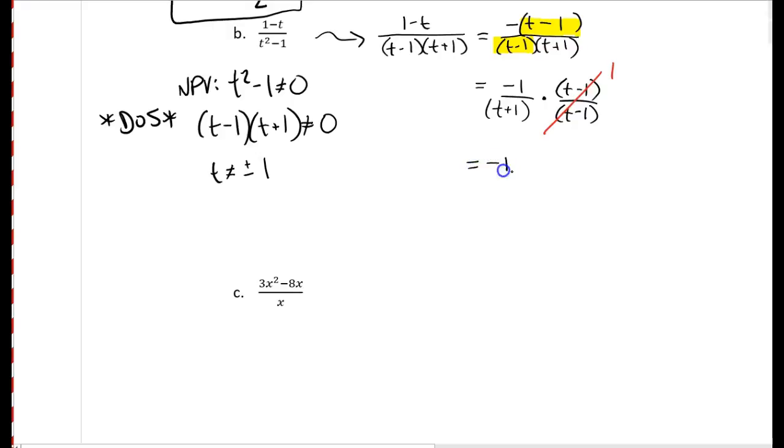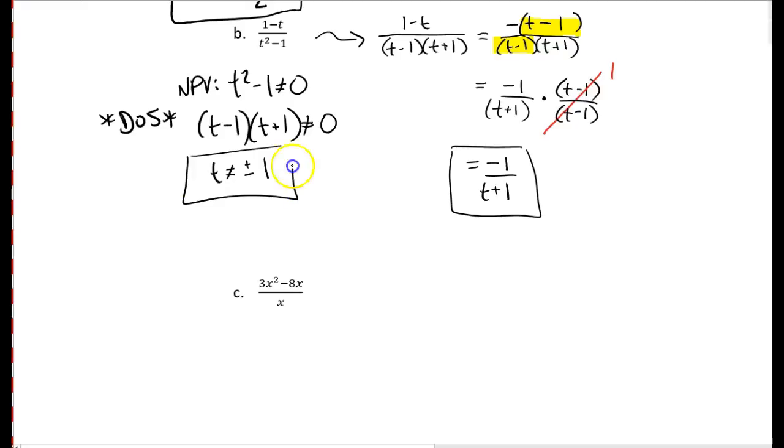So my final answer is actually negative 1 and then t plus 1 in the denominator. But I still have two non-permissible values from my original expression. So I have to keep all my non-permissible values.